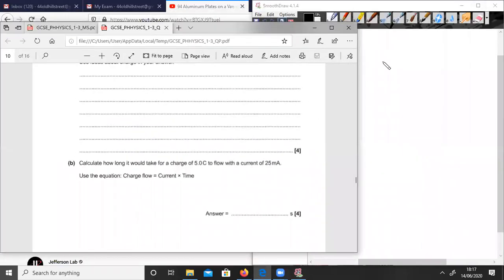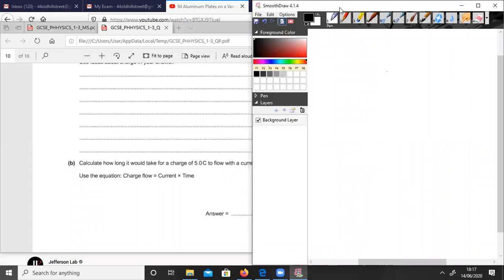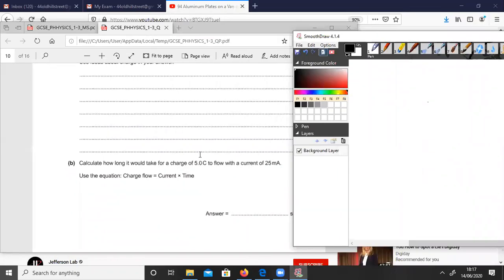In this question, they've said, calculate how long it would take a charge of 5.0 C, C stands for coulombs, to flow with a current of 25 mA. Small m means milliamps. So they've given you an equation: charge flow equals current multiplied by time. Now, what have they given you? They've given you the charge, which is 5, equals current. They've given you 25 milliamps.